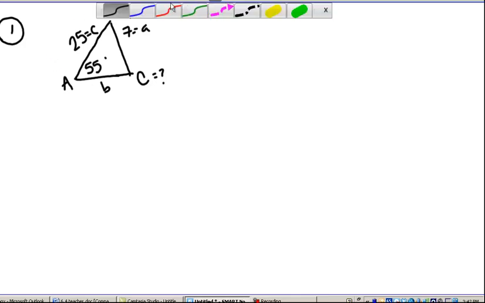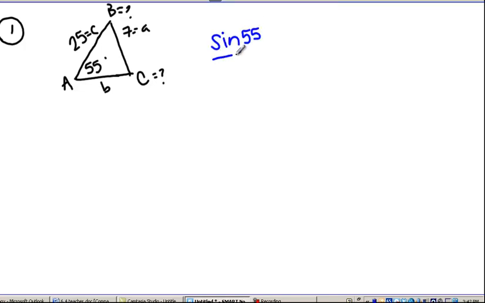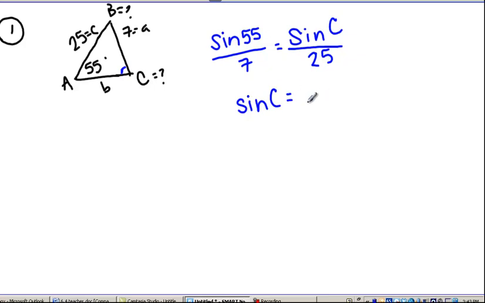So we've got sine of 55 over 7 equals sine of C over 25, because we're trying to figure out what this angle is. We're going to cross multiply and divide. So you'll get sine of C. Go ahead and plug that into your calculator, and you should get 2.925.